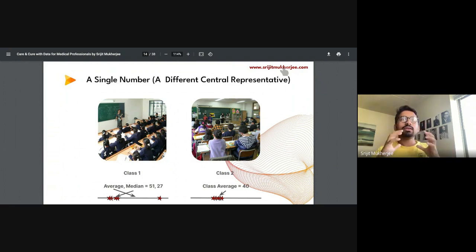So there are different numbers you can use in different scenarios to give a single number representative of the entire sample or the entire data. This is what is called a central tendency.